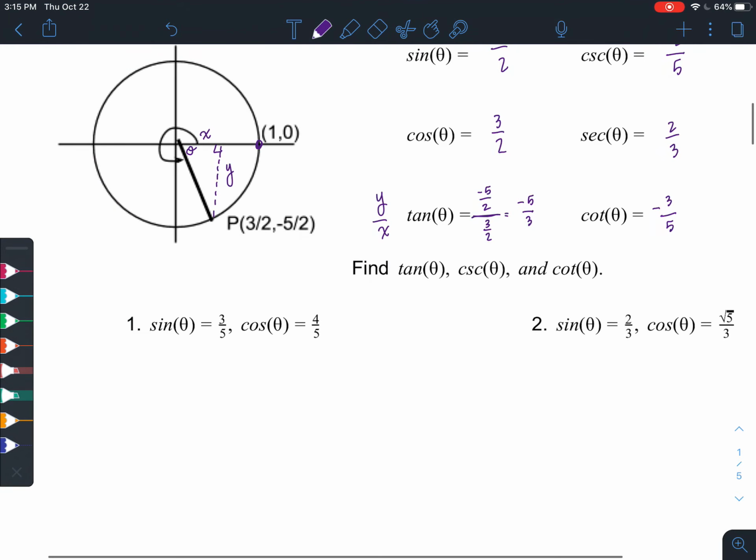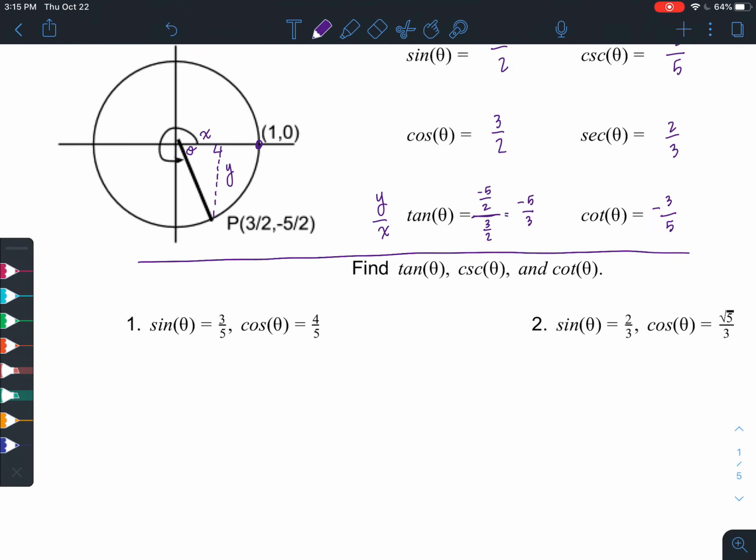All right, this is a separate problem. Sometimes it gives us what two values are, and so then we have to find the other ones. So if I have, I'm just going to write out all of them: sine, cosine, tangent, cosecant, secant, cotangent.